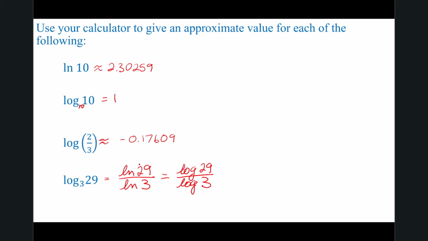Now, when you put this in your calculator, make sure that you're closing the parentheses on that 29, or you will get an incorrect answer, but it should be approximately 3.06504.